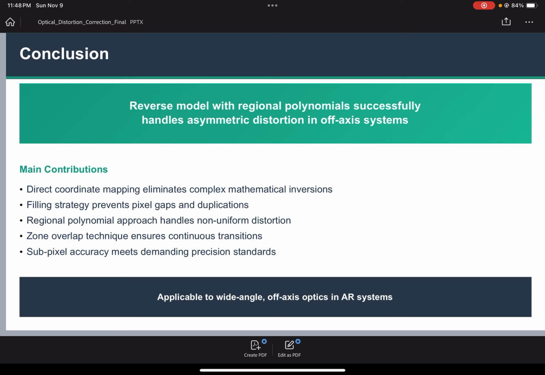And fifth and finally, the method achieves subpixel accuracy, less than 0.9 pixels mean error, meeting demanding precision standards for augmented reality applications where accurate alignment between virtual and real content is critical. And this method is applicable to wide-angle off-axis optical systems in AR applications, making it valuable for next-generation head-mounted displays.